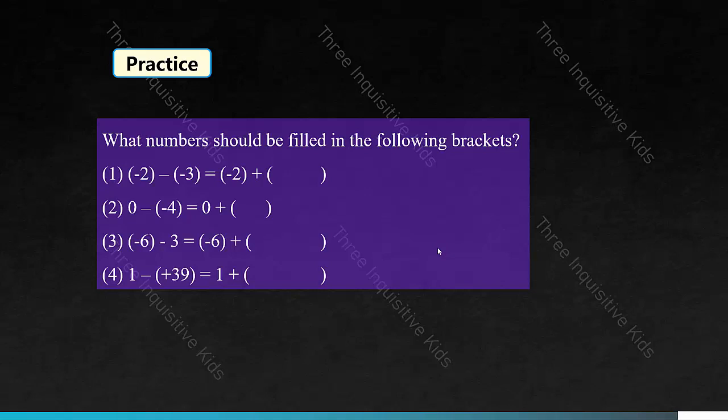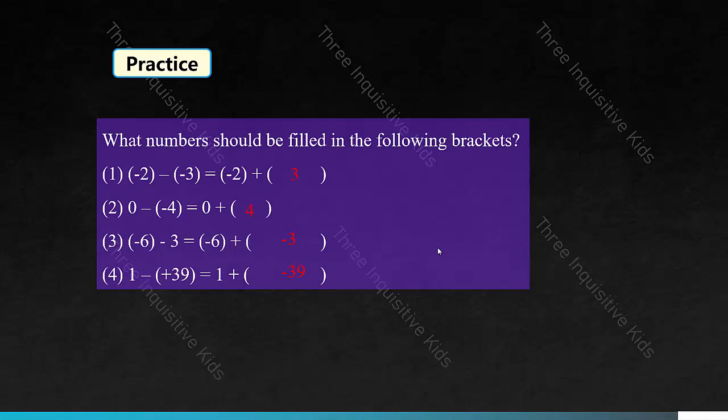For the first problem, we have negative 2 minus negative 3 equals negative 2 plus positive 3. If we're going to change this subtraction into addition, we also have to change this negative 3 into its additive inverse. For problem 2, we have 0 minus negative 4, which equals 0 plus positive 4. For the third problem, we have negative 6 minus 3, which equals negative 6 plus negative 3. And for problem 4, we have 1 minus positive 39, which equals 1 plus negative 39.